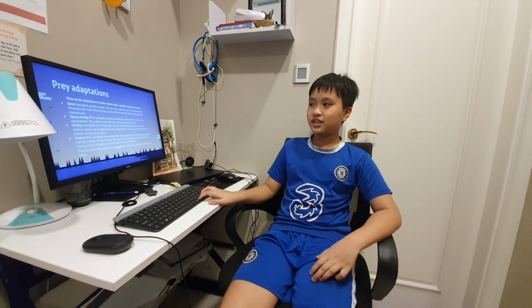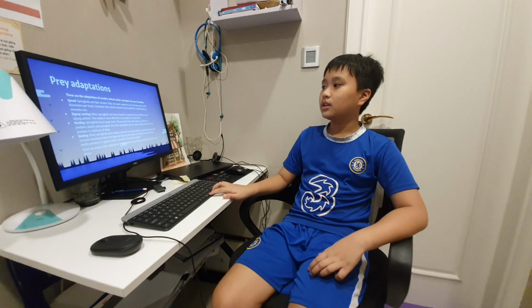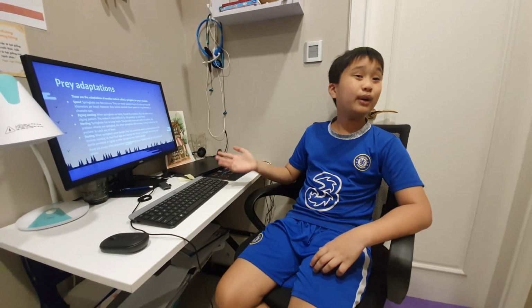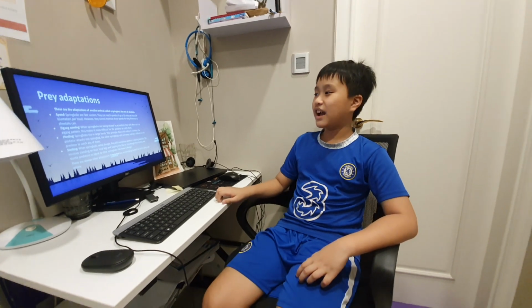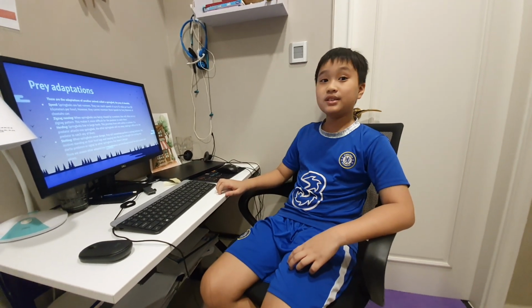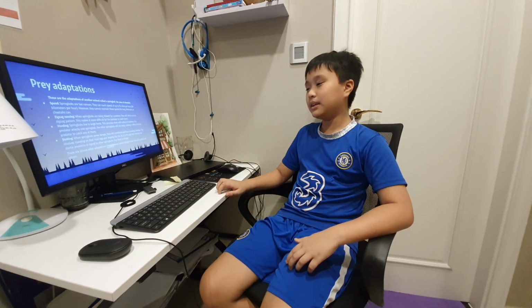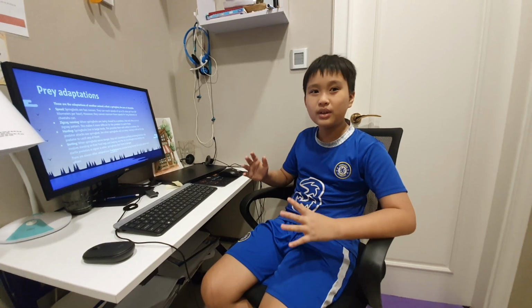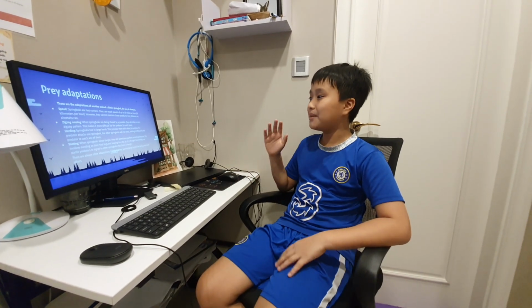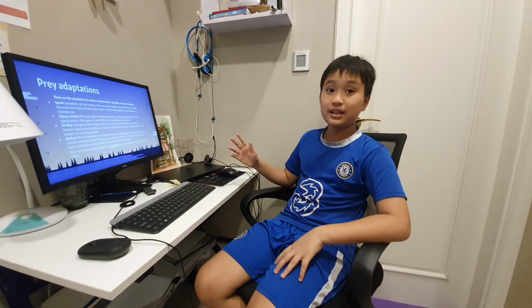Prey adaptations. These are the adaptations of another animal called a springbok, the prey of the cheetah. Speed. Springboks are fast runners. They can reach speeds up to 55 miles per hour, 89 kilometers per hour, which is still lower than the cheetahs. However, they cannot maintain these speeds over long distances, as cheetahs can.